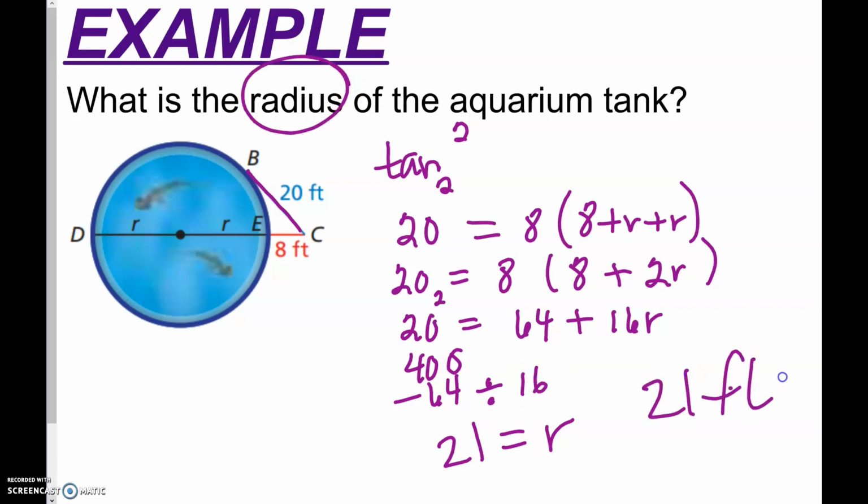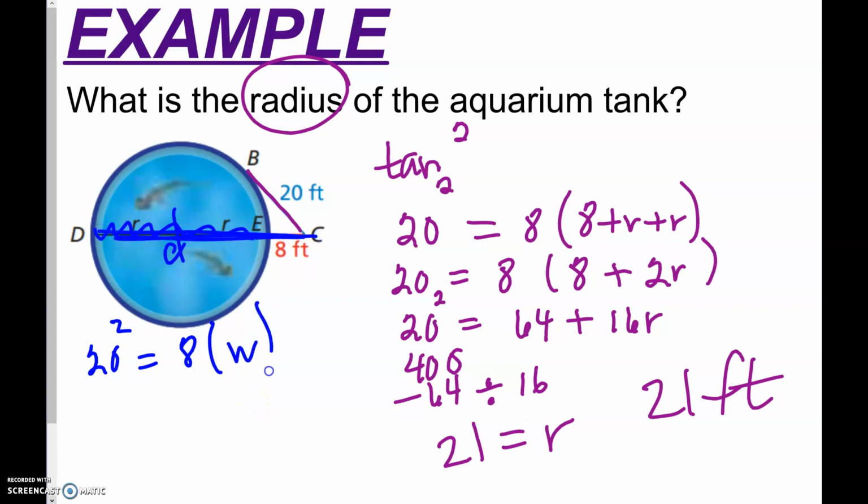21 feet. The way I did it initially at first is I just called all of this right here my diameter. So I set it up as 20 squared equals 8 times the whole thing, which I called W. And then I found out what W was, and then I subtracted the 8 and then divided by 2. So I think I did 400 equals 8W.